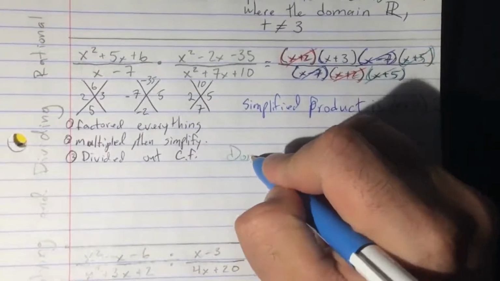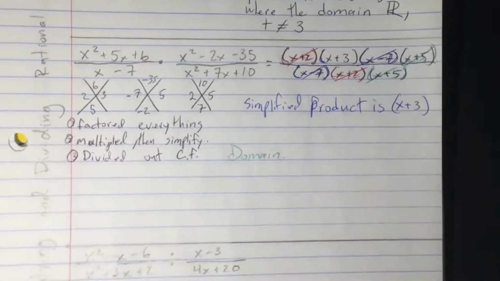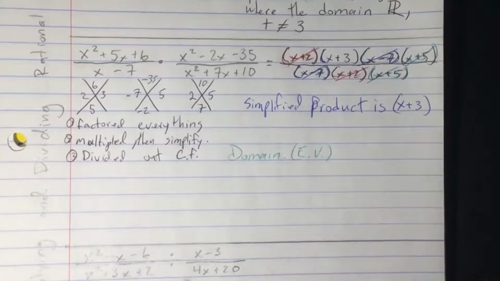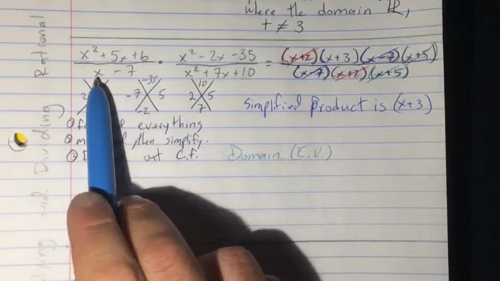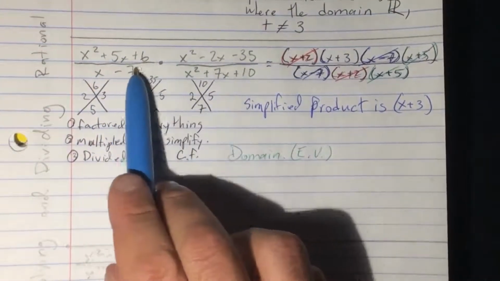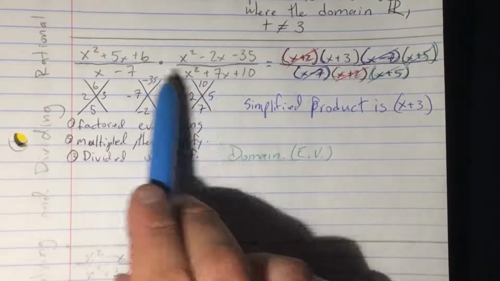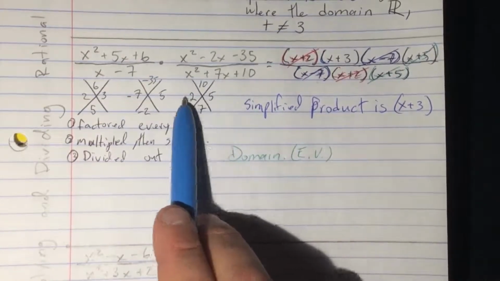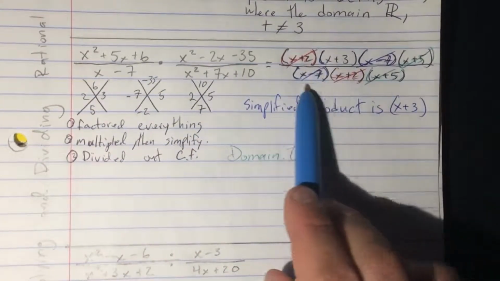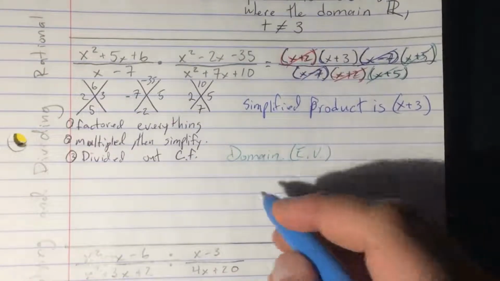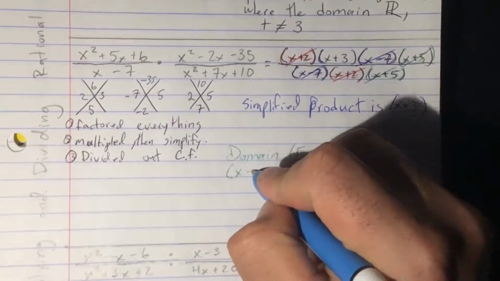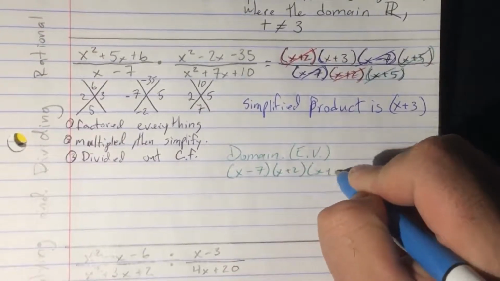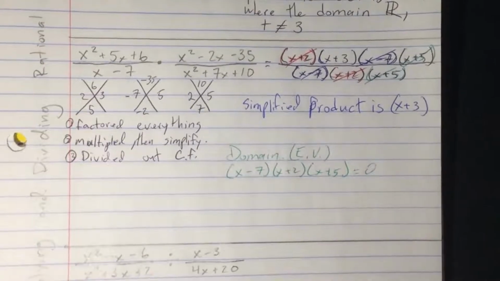So we've got to look for our domain. Remember, the domain is just the excluded values. The excluded values come from the original denominator, which is all of this here. But instead of factoring this again, we know what it ends up being, so we can use what's over here. We're just going to plug that in. So we have our x minus 7, our x plus 2, and our x plus 5. This is all going to equal 0.